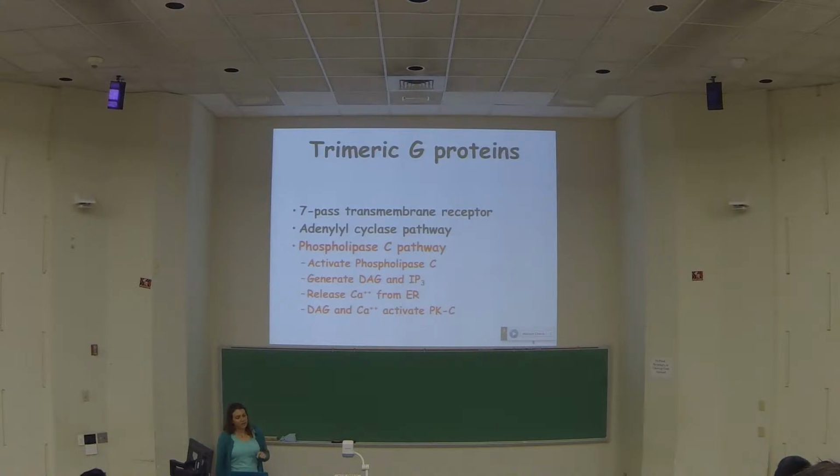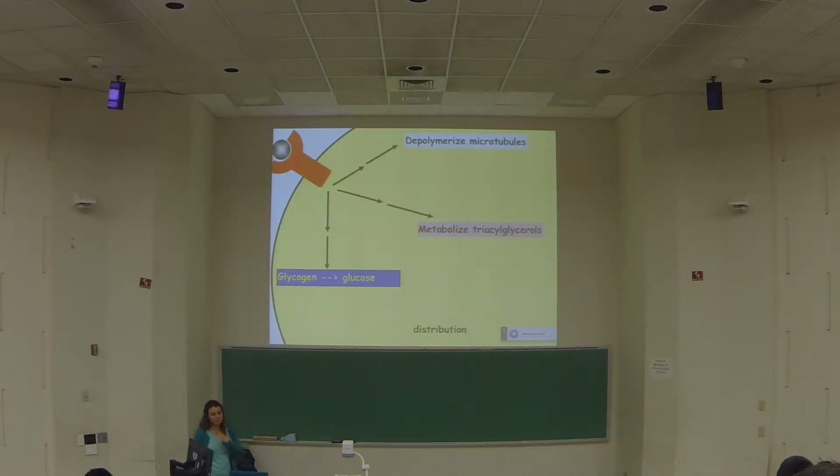So we also talked about in adenylyl cyclase that these signals can be amplified and distributed and interact with multiple signaling pathways to induce multiple cellular responses. One of the ways that this can happen with the phospholipase C pathway, because calcium is involved, is that calcium not only activates protein kinase C, but can interact and activate multiple other effector proteins.